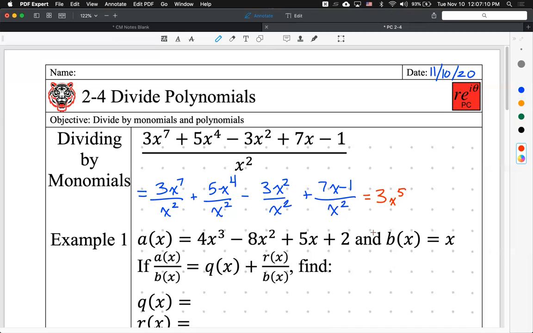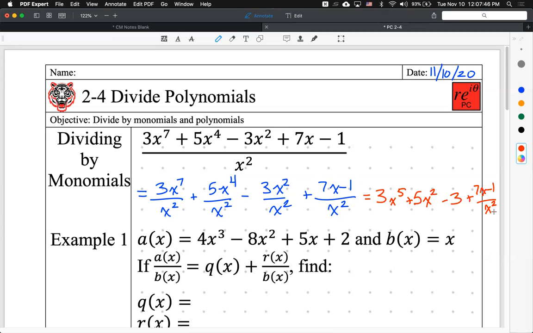This next one should be 5x squared. Write it down. It's a positive 5x squared, so plus 5x squared. Then minus what? Minus 3. Yes, those x squareds are totally eliminated. And then I add on that remainder, plus that 7x minus 1 in the numerator and x squared in the denominator. Done.